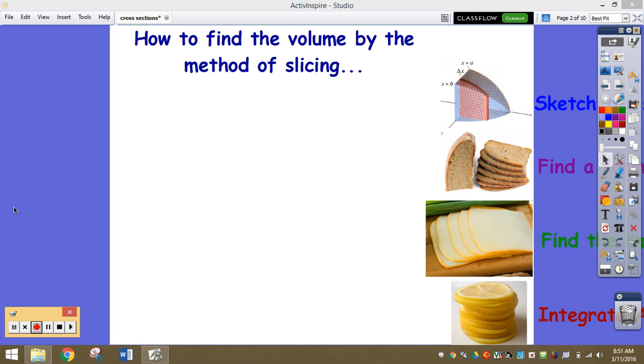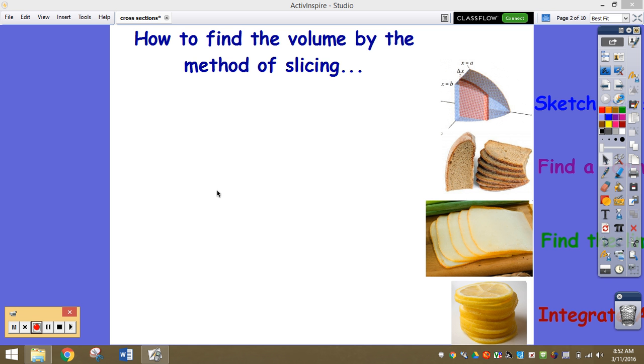Hello, this is Mrs. Taylor, and I'm going to walk you through how to find the volume of a solid by cross sections. So the idea is that if I take some solid and I cut it up into really thin slices and find the area of each slice and add all those areas together, I'll get the volume of the solid. Think of a stack of pennies.